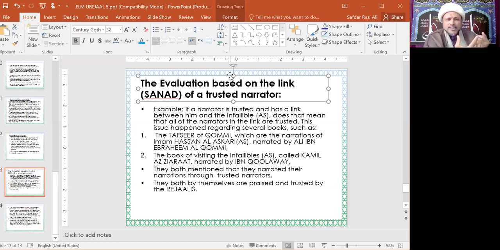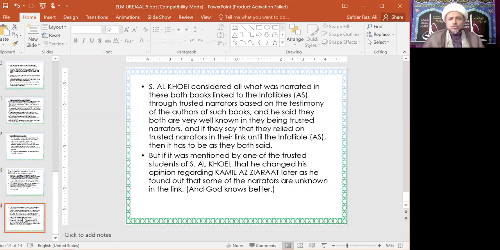To find out how he is, we are using some principles. And then we have this: Sayyid al-Khu'i considered all that was narrated in these books, linked to the infallibles alayhim, to be through trusted narrators, based on the testimony of the authors of such books. He said that they both were very well known and trusted. And if they say they relied on trusted narrators in the link up to the infallible, then it has to be as they said. But it was mentioned by one of the trusted students of Sayyid al-Khu'i that he changed his opinion regarding Kamil al-Ziyarat later, as he found out that some of the narrators were unknown in the link.